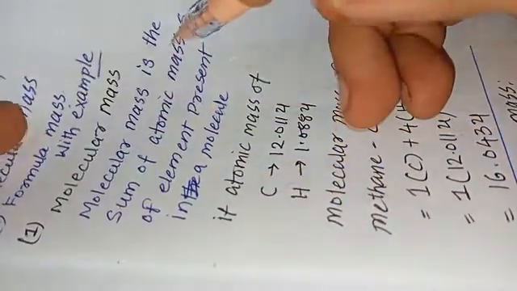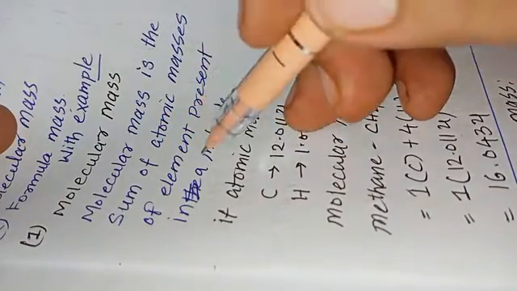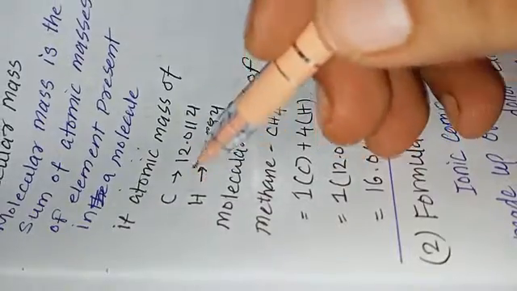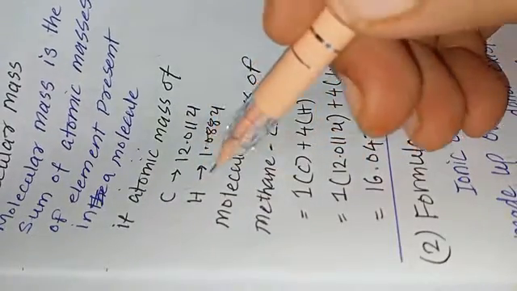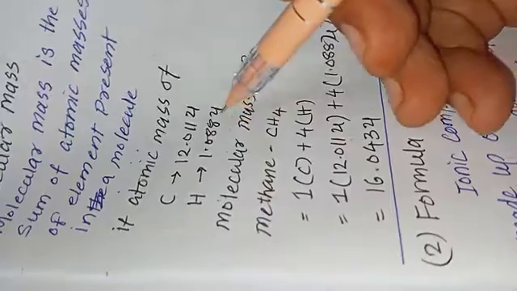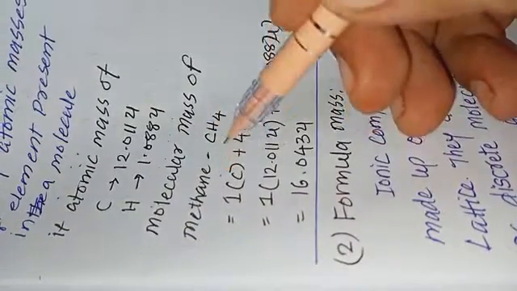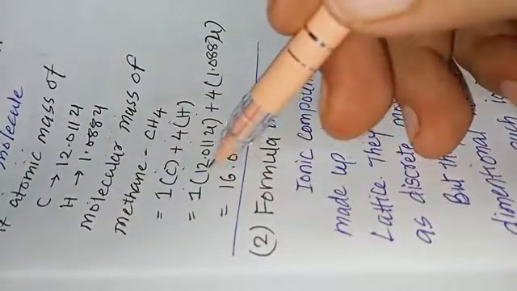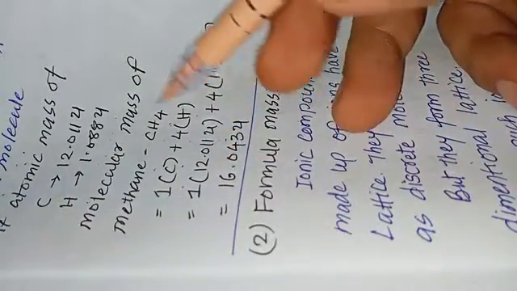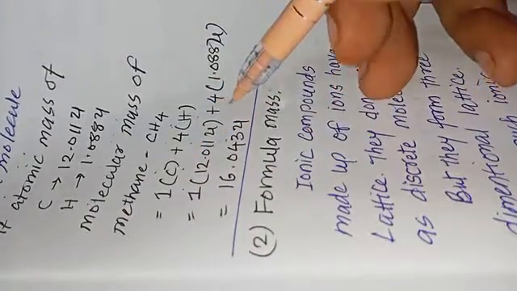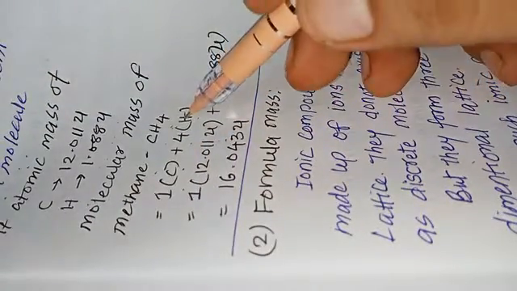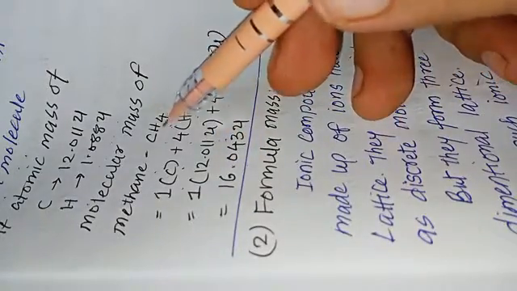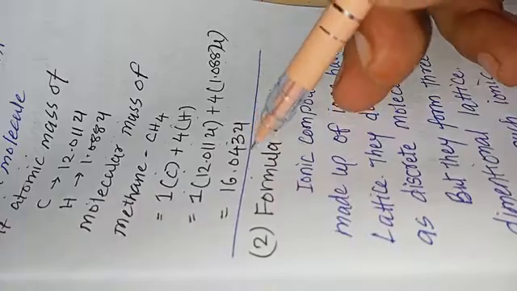Molecular mass is the sum of the atomic masses of the elements present in a molecule. If the atomic mass of carbon is 12.011 U and hydrogen is 1.088 U, the molecular mass of methane, that is CH4, would be 1 into C plus 4 into H, that is 1 into 12.011, which is the atomic mass of carbon, and 4 into 1.088, which is the atomic mass of hydrogen, and by doing the calculation we get the molecular mass of CH4 as 16.0434.